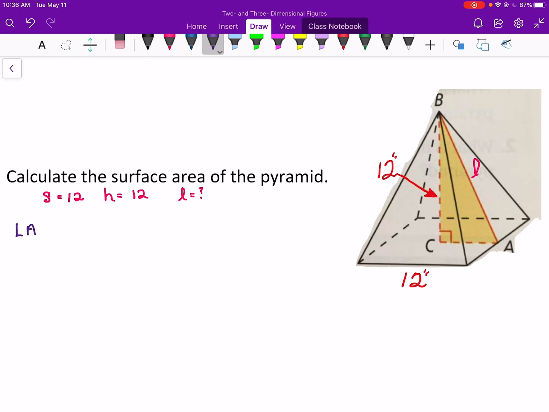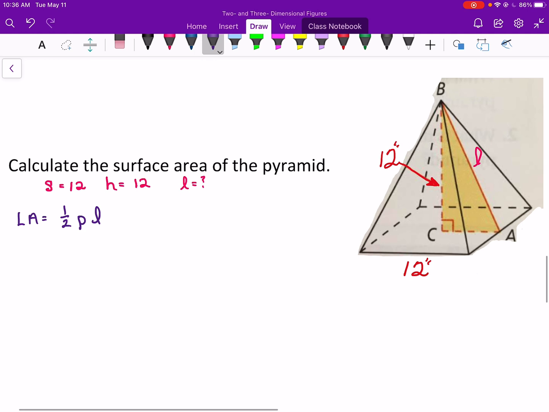Remember, lateral area is 1/2 the perimeter times the slant height. So the first thing we're going to have to calculate is the slant height. Take a good look at your picture. Do you see the right triangle in there? Hopefully everybody sees it. The height, this side, and the slant height make up our right triangle. So yes, we can use Pythagorean theorem.